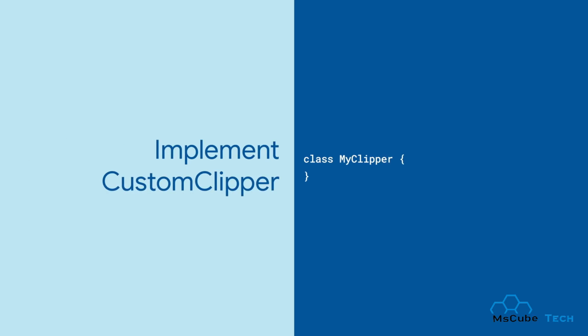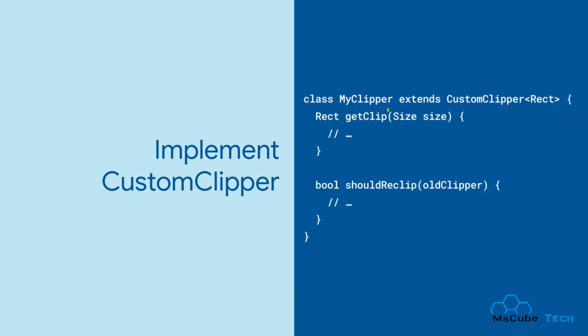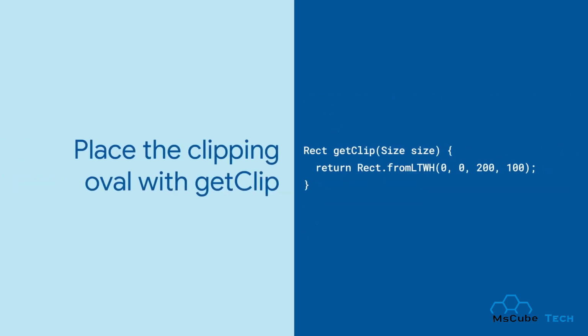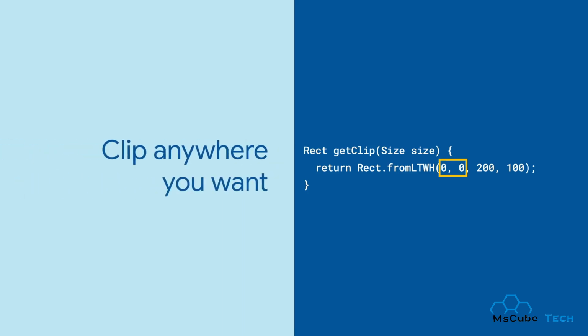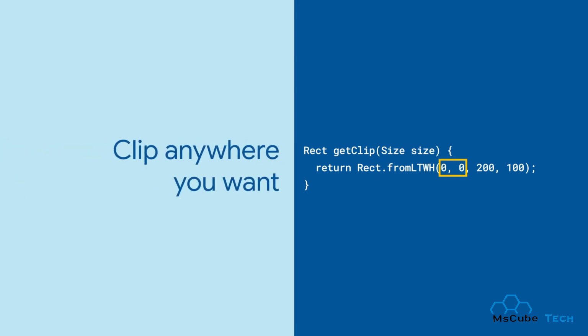You must implement the clipper as a new class that extends CustomClipper of Rect and implements two methods, getClip and shouldReclip. The getClip method takes the size of the child and returns the Rect into which Flutter will draw the oval. You can place the Rect anywhere and make it any size. For example, here we're putting the oval in the top left corner of the child and limiting its width to 200 and height to 100 pixels regardless of the size of the child.